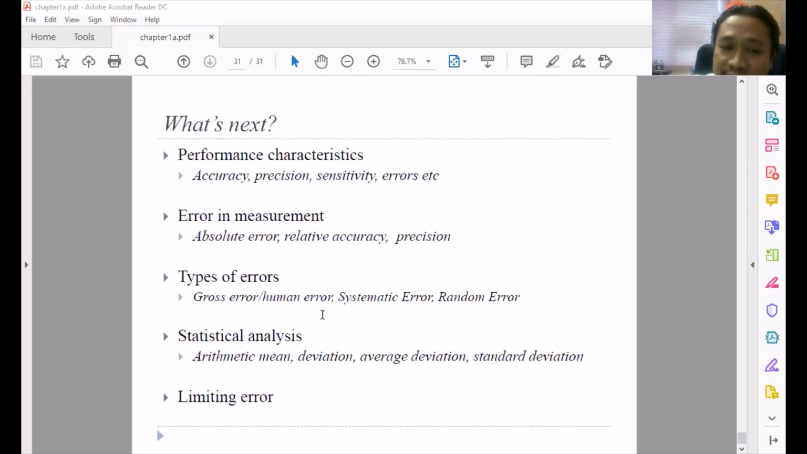So the types of error: we have gross error, systematic error, and also random error. We will cover this in tomorrow's class. Any questions so far? The list of standards will be passed to you after this, on the group WhatsApp. Any question?